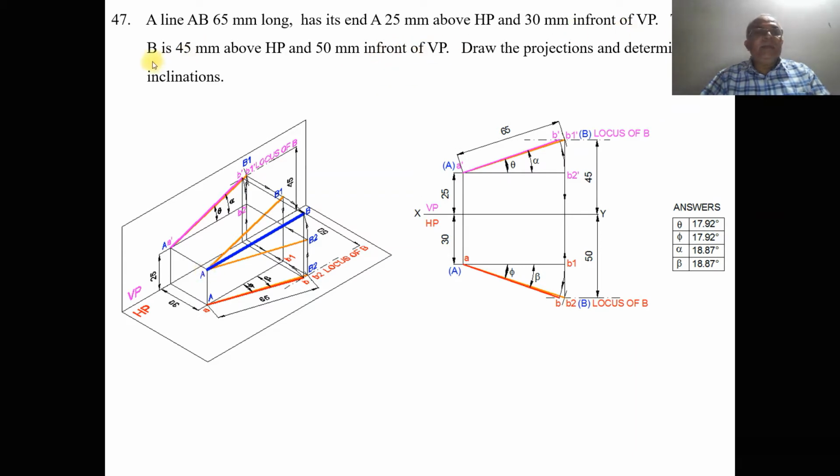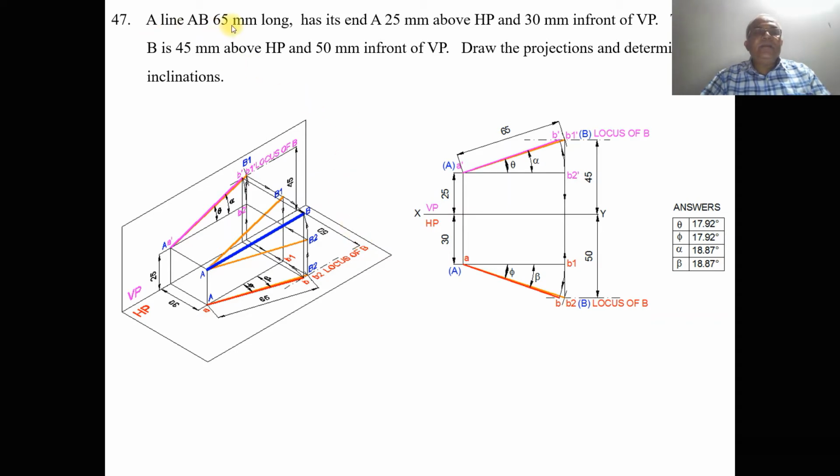And since B is 45 mm above HP, the distance when projected will be seen on the vertical plane. So we have this point. This will be the locus of B in the front view. Similarly, 50 mm in front of VP: the in-front-of-VP distance, when you look from the top view, that image will fall on the horizontal plane. Thereby you get the locus of B, which is 50 mm in front of VP.